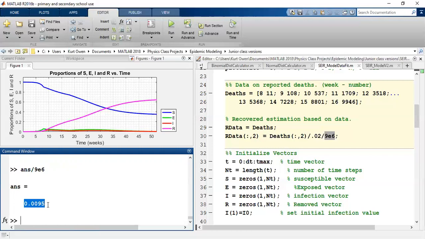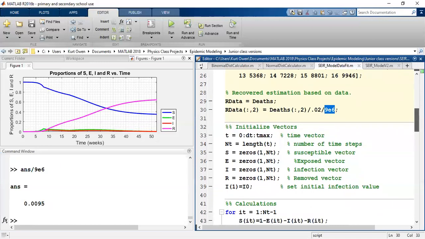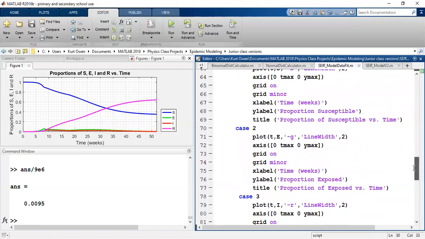As a proportion, when we look at numbers, sometimes they seem very large. 85,000 seems like a huge number of people, but it's only about 1% of the population of New Jersey. So we need to divide by the 9 million to bring everything back into the proportion of the population in New Jersey. That's what this line of code is doing. This R data is going to be plotted in plot choice 4, or case 4.